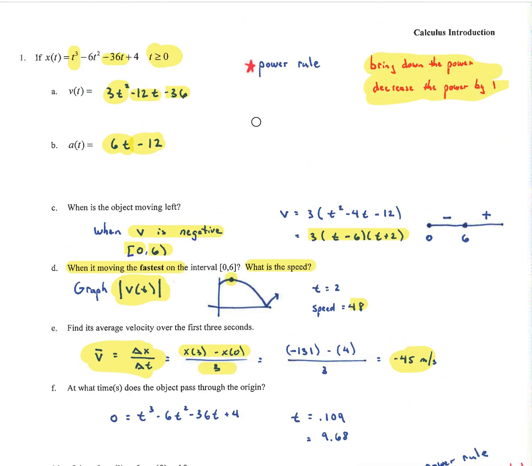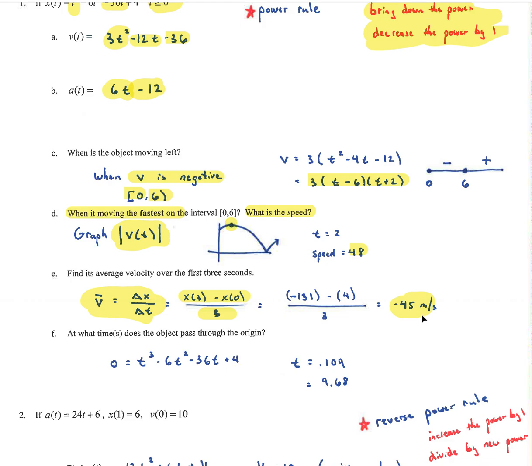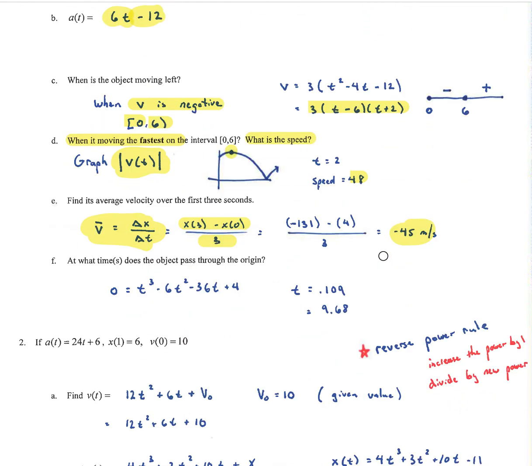So I plugged in 3 for time and 0 for time into my position equation and got negative 31 and 4. And it took me 3 seconds to do it. So then I know I must have gone negative 45 meters per second on average over those 3 seconds.